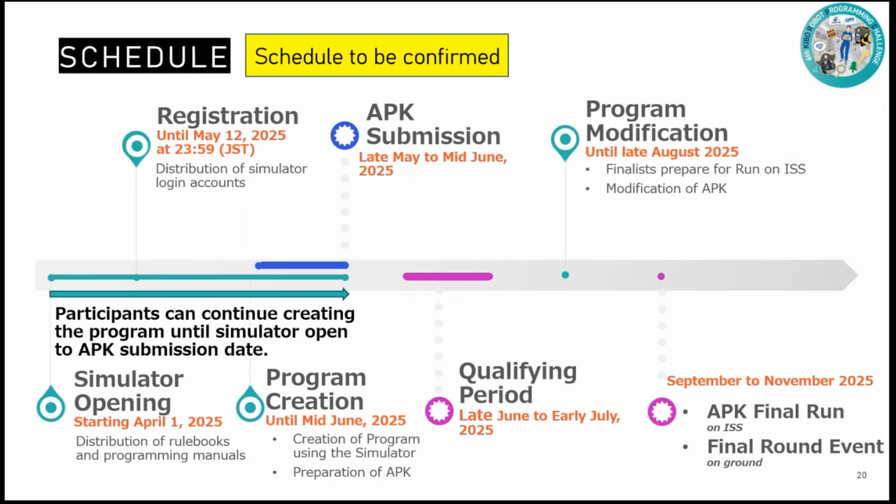The preliminary round will take place sometime between late June and early July, with each participating country and region holding its own preliminary round during this period. So you have to reach out to your country to get the details about the preliminary rounds.